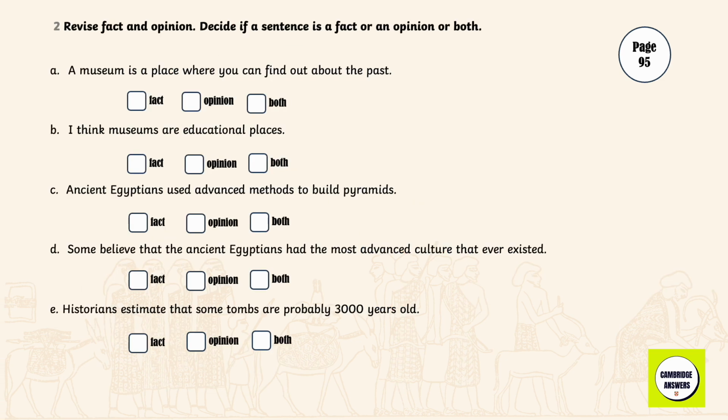Revise fact and opinion. Decide if a sentence is a fact or an opinion or both. A museum is a place where you can find out about the past. Fact. I think museums are educational places. Both. Ancient Egyptians used advanced methods to build pyramids. Fact. Some believe that the ancient Egyptians had the most advanced culture that ever existed. Both. Historians estimate that the tombs are probably 3,000 years old. Both.